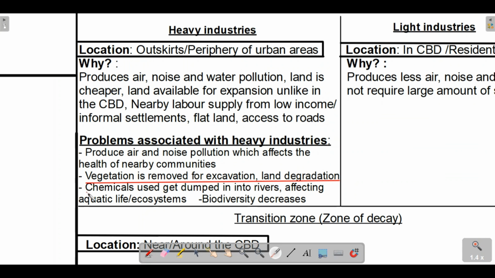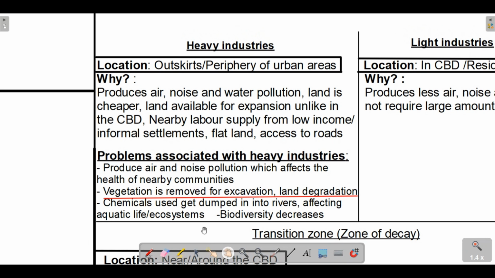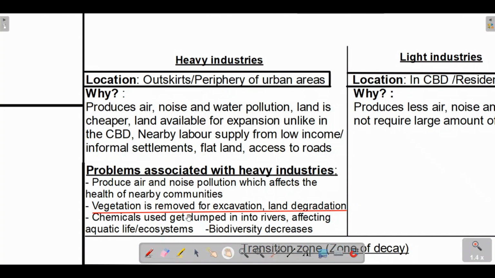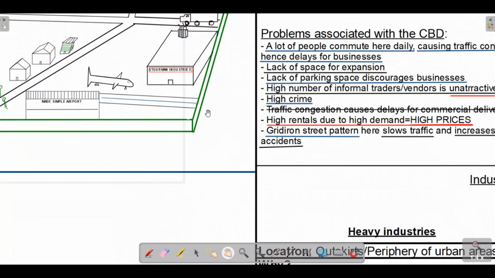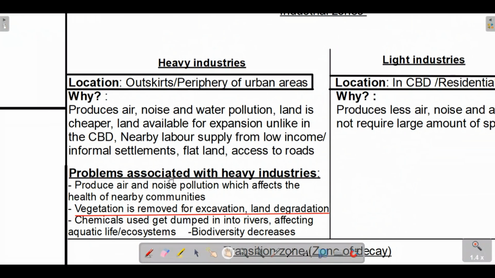Okay. So another point is that these heavy industries use these chemicals. Okay. A process uses chemicals, and these chemicals, if there's not good management, they get dumped into rivers that are nearby, which is definitely going to affect the aquatic life or the ecosystems in those rivers. So it's not good for the plants and animals that are in those rivers or actually around this environment because, of course, of the land and water pollution that is produced by these heavy industries.